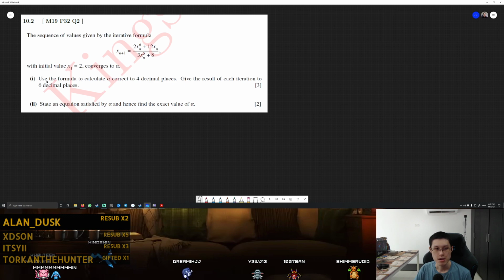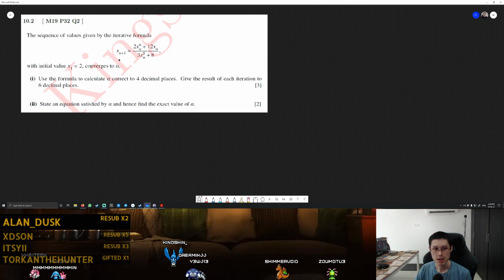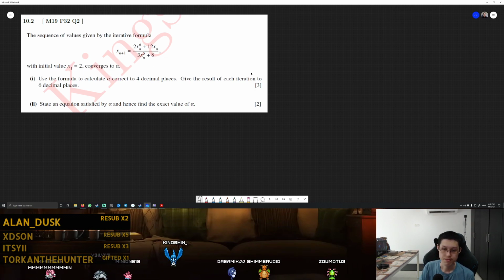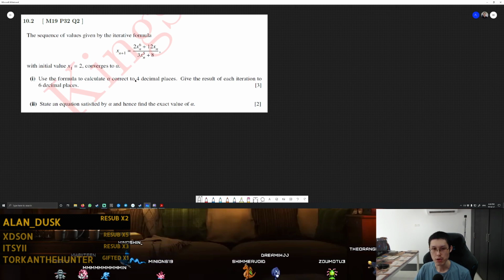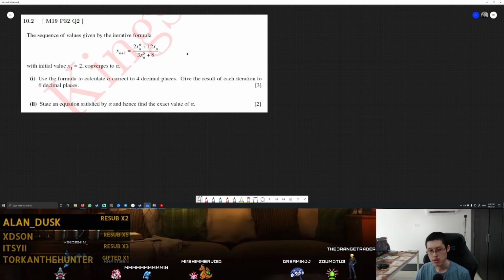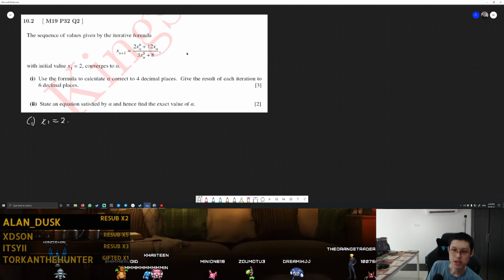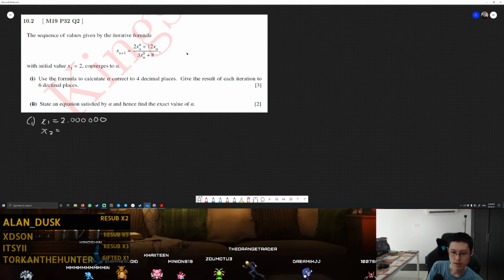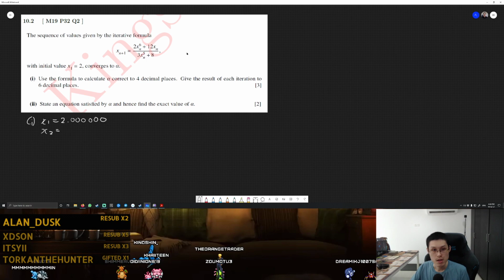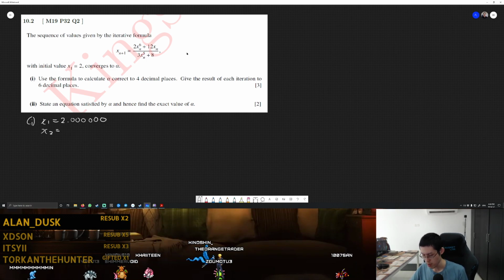Okay, so you're given the iterative formula and you're given the initial value and it converges to some root, okay? Use the formula to calculate this root, and they want it correct to 4 decimal places. So keep going until the 4th decimal place stops changing. So x1 is 2. Result of each iteration to 6 decimal places: 1, 2, 3, 4, 5, 6. So we start with 2. So make 2 the answer.